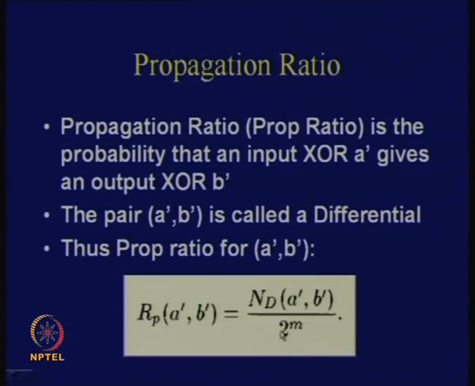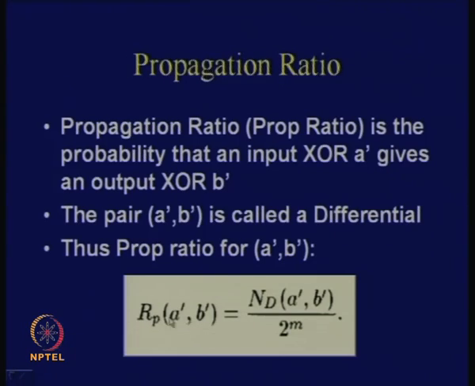So now we can define something which is called a propagation ratio as follows. The propagation ratio, or prop ratio, is the probability that an input XOR A dash gives a corresponding output B dash. We had noted the table, right? The table had entries at locations corresponding to the A dash row and the B dash column. What does it mean? It means that if you set the input differential to A dash, then the number of times B dash occurs in the output differential is, say, ND of A dash comma B dash.